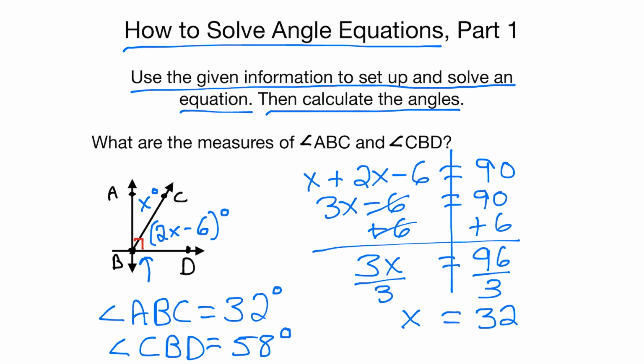We know these are correct. We can check because when we add them together, we get 90 degrees, which is a right angle. So we know these are complementary and they add together to 90 degrees.